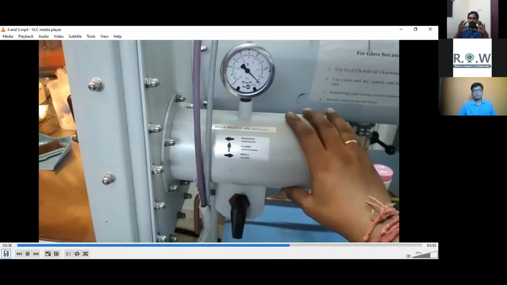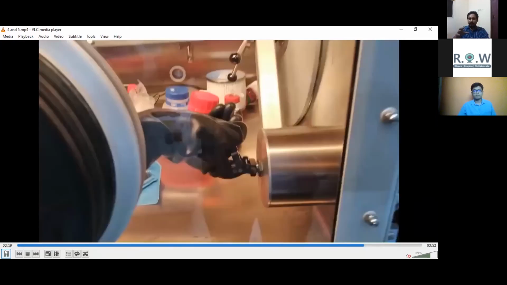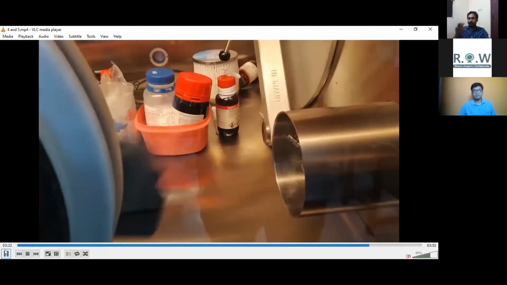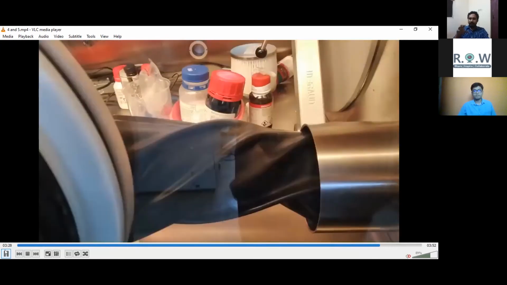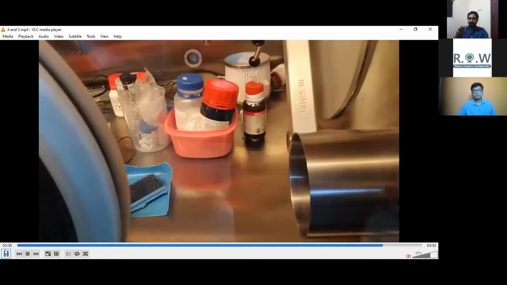So now you can open the inside one. Now it is not contaminated with the air. So it is fully in an inert atmosphere basically. Now I am taking out everything and again closing it.